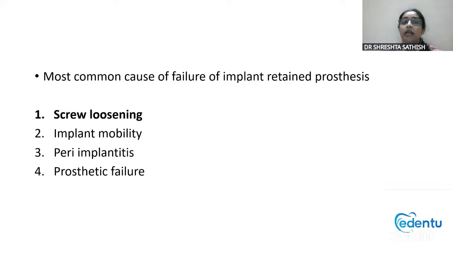Peri-implantitis, of course, you have the whole implant which is loosened out. Implant mobility and peri-implantitis are correlated. If you have a faulty occlusion, the screw will loosen first. If you have a cantilevering, the screw will loosen. So the most common cause of a failure is your screw loosening.